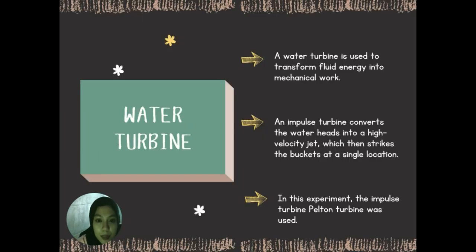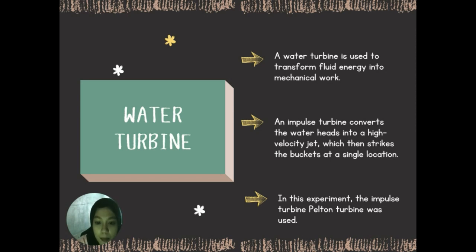I would like to resume our presentation with the theory for our Pelton wheel experiment. So I will start with the definition of a water turbine, which is used to transform heat energy into mechanical work. Based on how the energy in the revolving blades is transformed into motion, turbines are categorized as reaction or impulse. So, a change in fluid volume in blade channels causes an increase or reduction in pressure. An impulse turbine converts the water head into a high-velocity jet, which then strikes the bucket at a single location. The runners have a few vacant areas, and the jet flow through the buckets is at constant pressure.